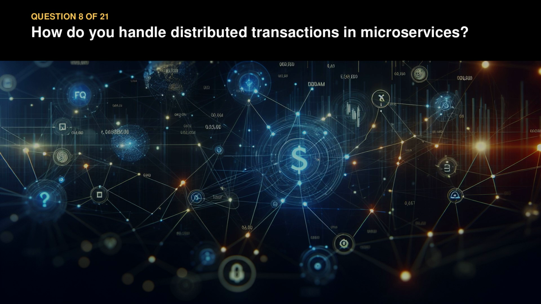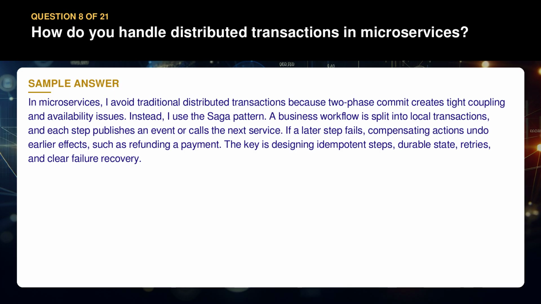Question 8. How do you handle distributed transactions in microservices? In microservices, I avoid traditional distributed transactions because two-phase commit creates tight coupling and availability issues. Instead, I use the saga pattern. A business workflow is split into local transactions, and each step publishes an event or calls the next service. If a later step fails, compensating actions undo earlier effects, such as refunding a payment.